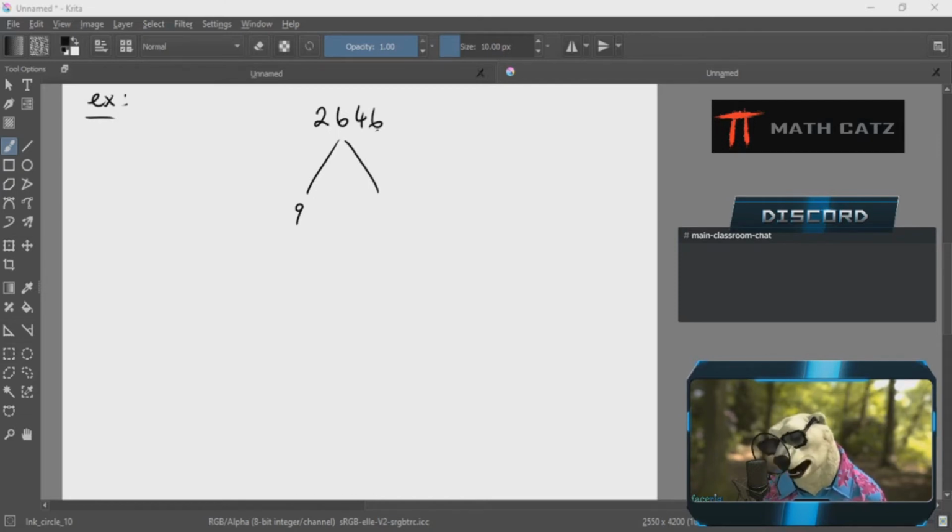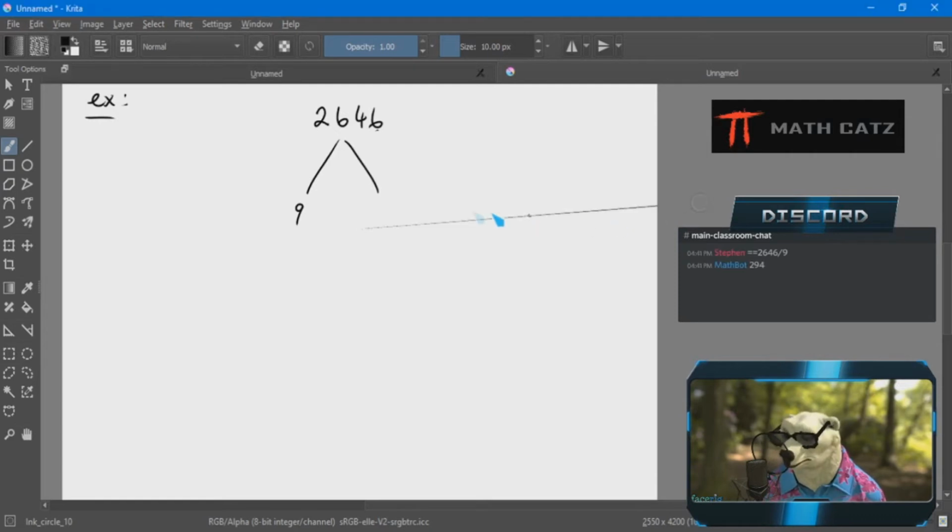2646 divided by 9. It is 294. Oh, 294. Wasn't there an example like that? What's this line doing here? Be gone, line. We don't want your kind here.